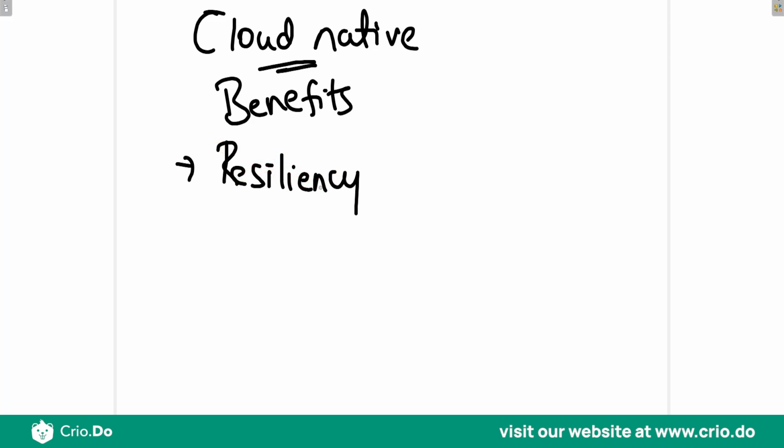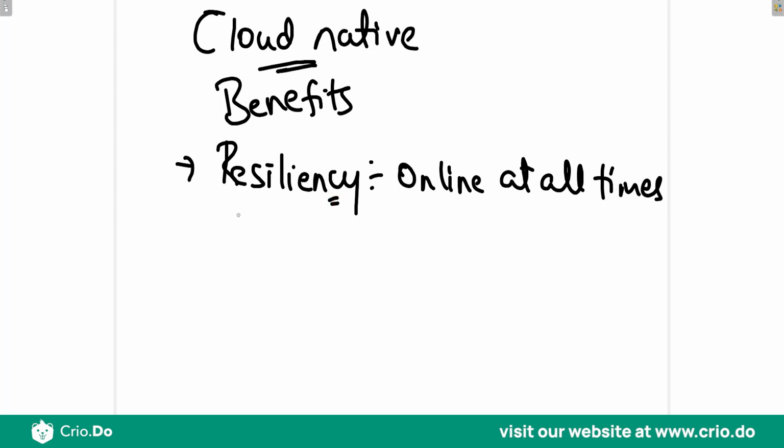The first thing that we get is resiliency, as we saw. What we mean by resiliency is it can stay online at all times. As I gave you the example, even if the traffic is less or the traffic is more, your application should be up and running at all times. That means it is resilient. That is the meaning of resilient. The second advantage of having a cloud native application is that it's quite independent.